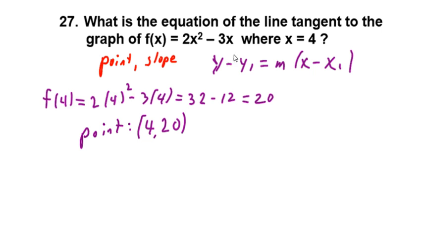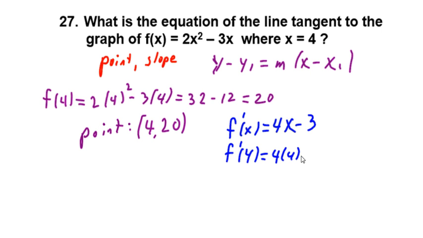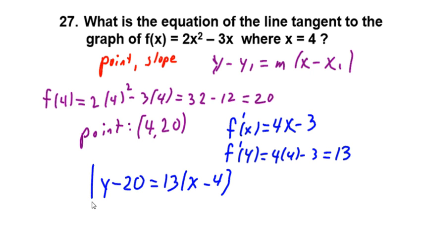Next we need to find our slope. So for that, we're going to find f prime of x, which is 2 times 2, we get 4x, and then minus 3. So our slope is f prime of 4, which is 4 times 4 minus 3, which equals 16 minus 3, which equals 13. So our line is y minus y sub 1, which is 20, equals 13 times x minus x sub 1, which is 4. And that's all we need.